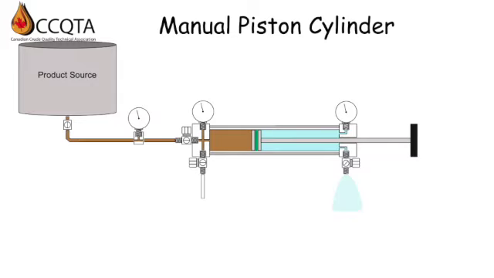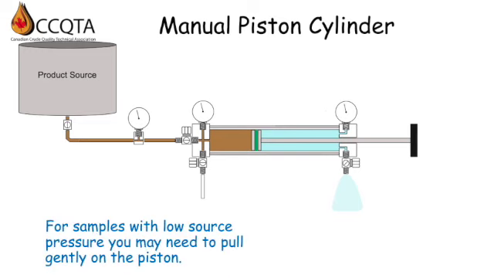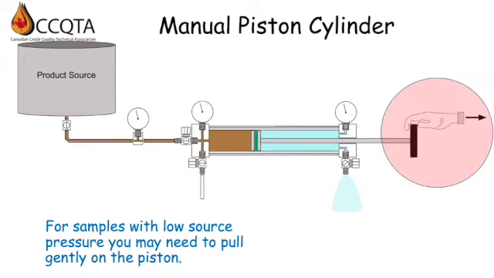The handle allows you to pull on the piston, which draws sample into the cylinder like a syringe. The piston O-rings are sealed against the walls of the cylinder interior, so they do require a differential pressure to get them moving. Sometimes the difference between the source pressure and the atmospheric pressure is not large enough to move the piston on its own. Generally, a little gentle pulling on the piston handle is sufficient to get things moving.